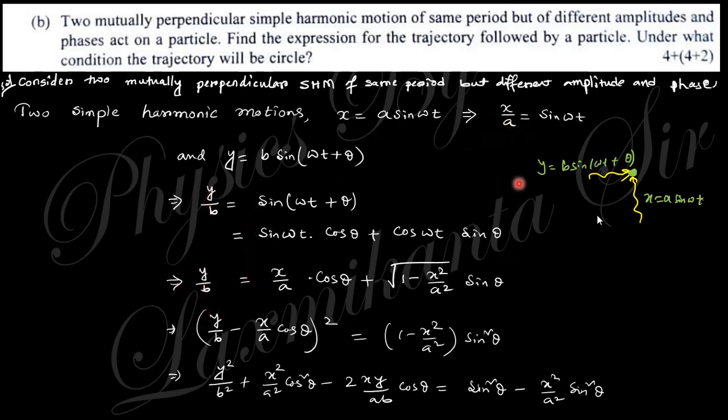And the other wave is x equals a sin omega t. So x by a equals like that. If you put this value, sin omega t is x by a, and cos omega t is root under 1 minus sin square omega t. So if you separate out this one and take the whole square on both sides, you will obtain this equation. I think you can do this calculation.